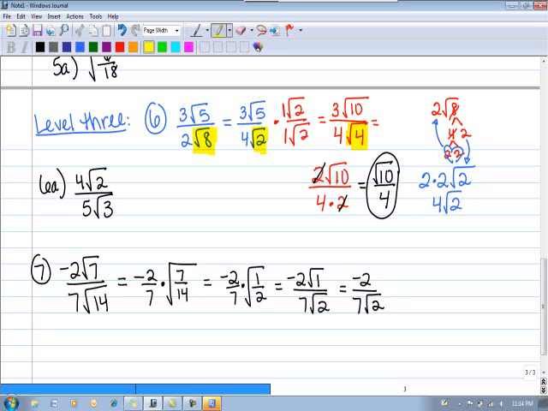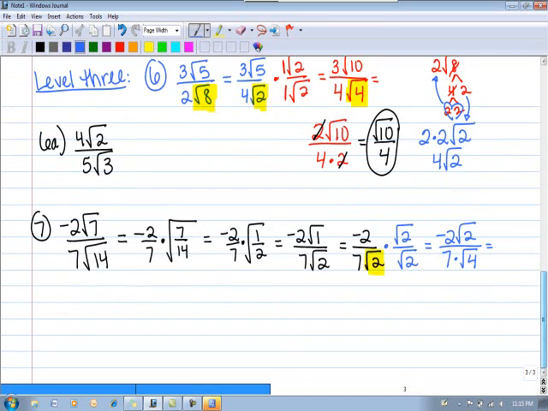So, to get that radical out of the denominator, I'm going to multiply both the numerator and the denominator by radical 2. And so in the numerator, I have negative 2 radical 2. And in the denominator, I have 7 times the square root of 4. And I know that the square root of 4 is 2, so this is really negative 2 radical 2 over 7 times 2.